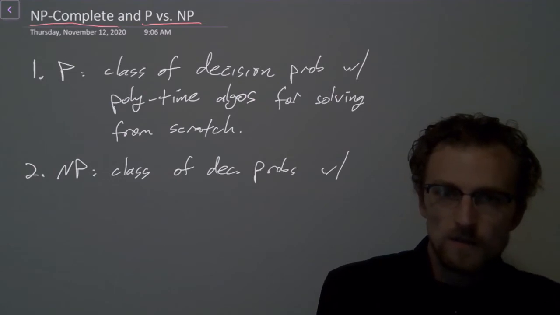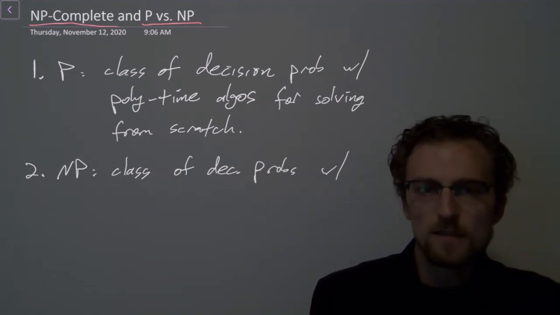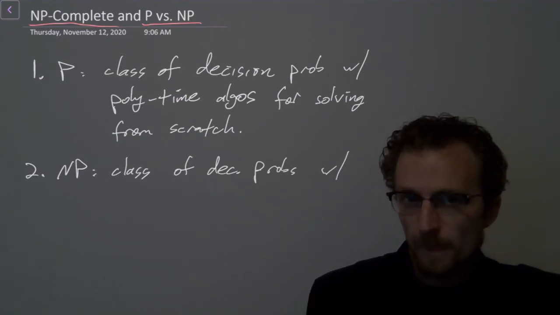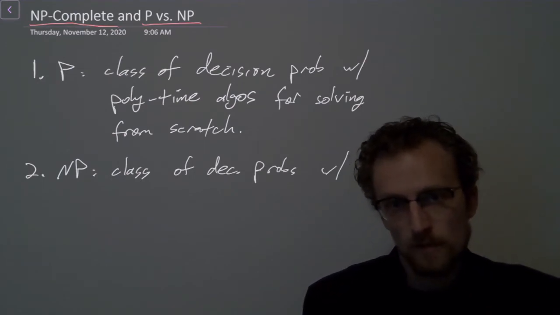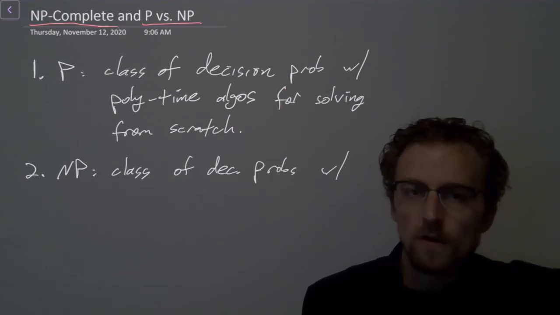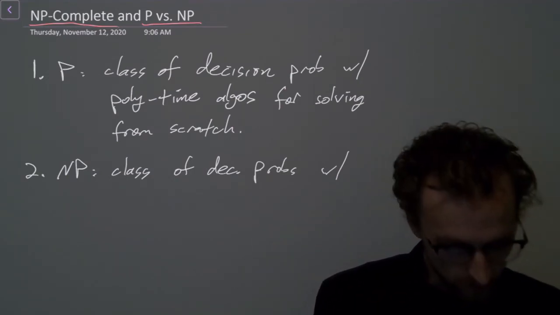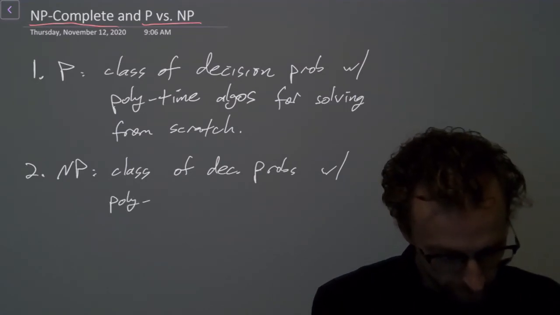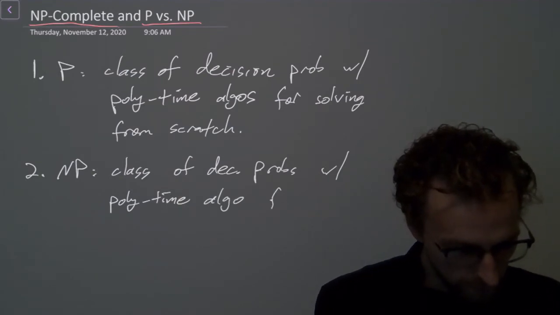You can't necessarily, and I should emphasize necessarily, start with an instance and then solve it in polynomial time. But if you start with an instance plus an additional piece of information called a proof, or we usually think of it as a solution to the problem, then you can verify that proof, or verify that solution, in polynomial time. So the class of decision problems with polynomial time algorithms for verifying correct solutions.